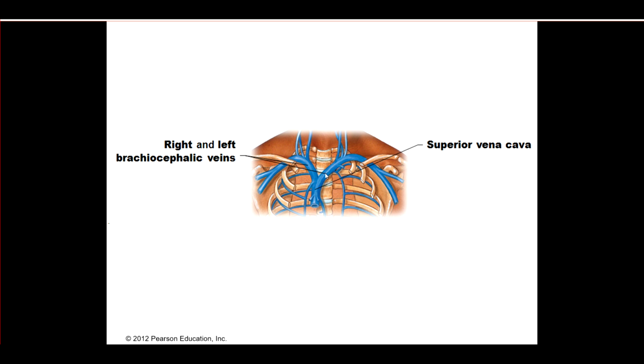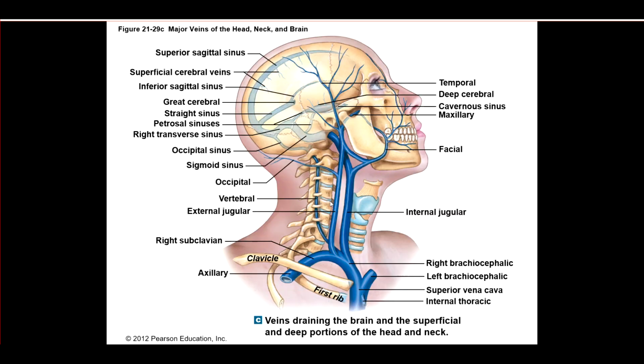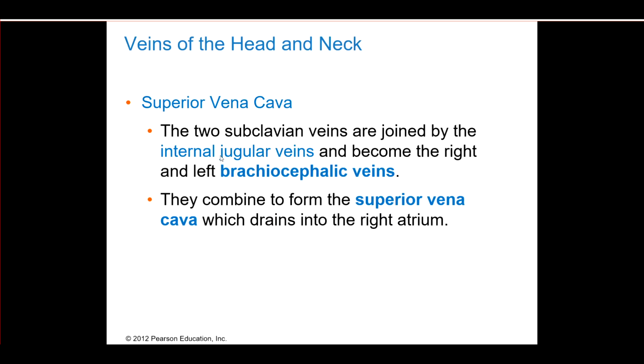You'll also notice that the left brachiocephalic is going to be a little bit longer, a little bit more oblique compared to the right brachiocephalic, which is short, and it kind of runs more straight up and down. Okay, so let's see if these sentences make a little bit more sense now. All right, so the two subclavian veins, one from the right and one to the left, they're going to meet the internal jugular veins. Those veins are coming down through the neck from the brain.